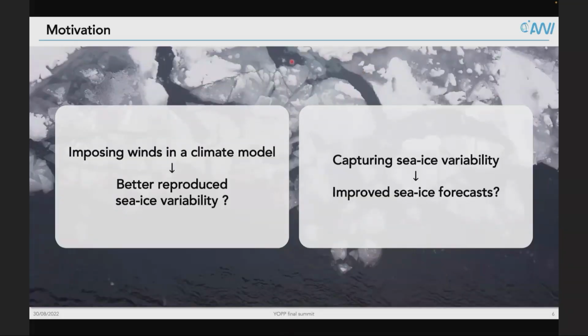And here our motivation were these two questions. First, does imposing the winds in a climate model induce a better reproduction of the sea ice variability and of the sea ice variations? And if so, if we do manage to capture the sea ice variability better, how much does this improve the sea ice forecasts?